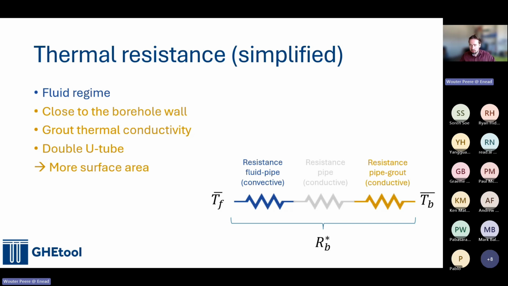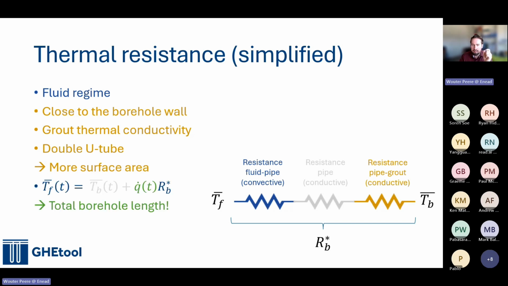For the pipe to grout resistance, of course, we want the pipes to be as close to the borehole wall as possible. How do we do that? Well, we want to try to drill as small as possible. We also want a grout, so our filling material, with a very good conductivity, so it's really easy to give away the heat. A double U-tube, so putting 2 heat exchangers instead of 1 into the borehole, is also beneficial because you have more heat exchange area. And all these parameters affect this borehole resistance.